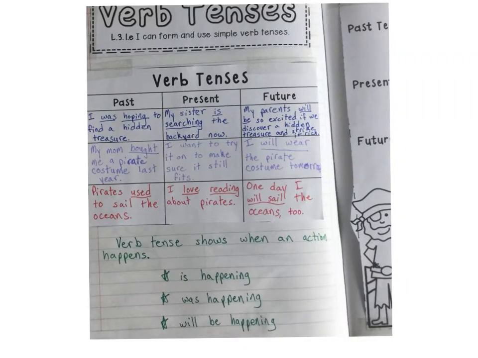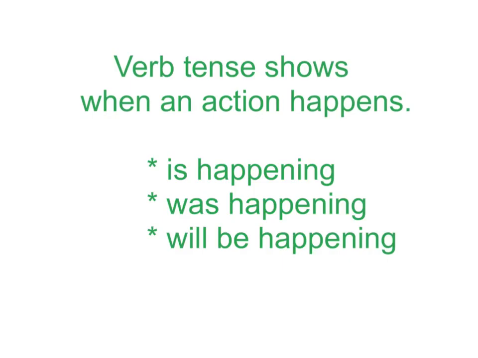All right, we are now going to do a little bit of writing under the verb tenses charts that we've been writing in. Underneath the chart, you are going to write verb tense shows when an action happens. And then is happening, was happening, will be happening. So is happening refers to the present tense. Was happening is the past tense, and will be happening would be the future tense. Pause the video here to finish writing this.